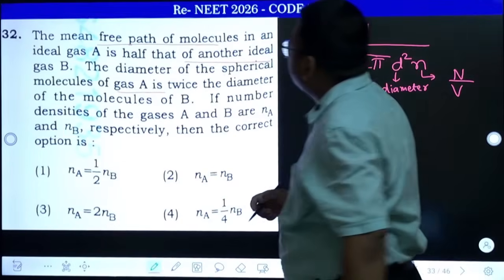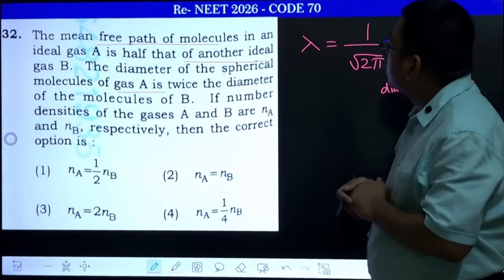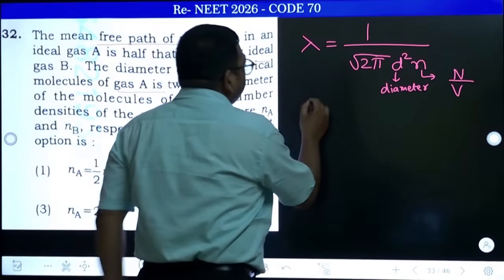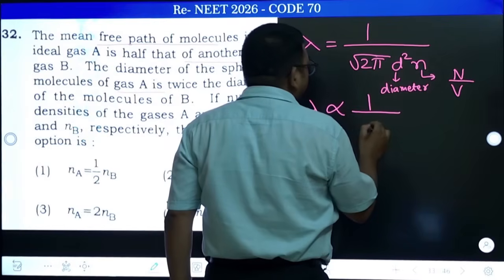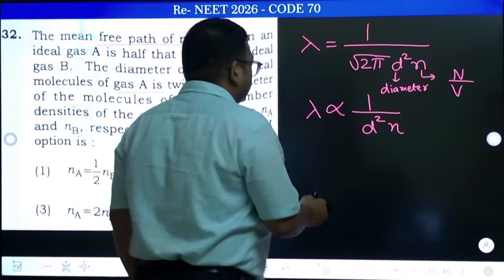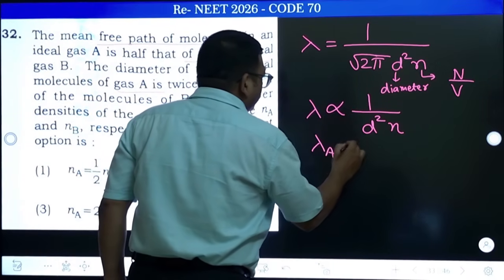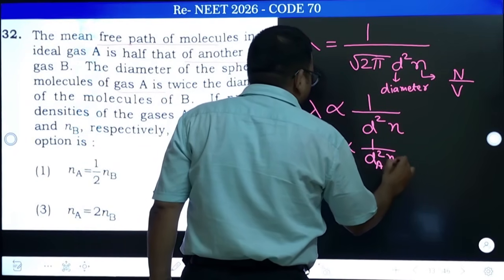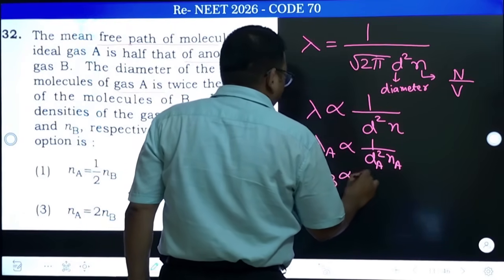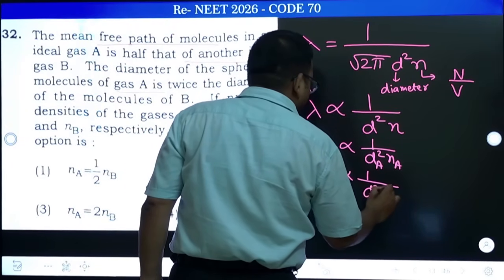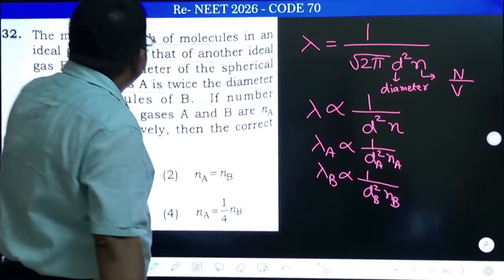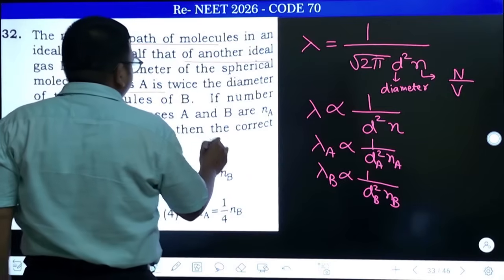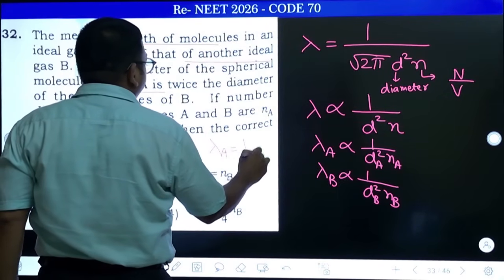Now let us use that. They are saying that there are two gases, so we will use that lambda is inversely proportional to d square into n. For the first case, lambda of A is 1 by diameter of A whole square, n of A, and lambda of B is 1 by diameter of B square, n of B. Now what they are saying is that the mean free path, lambda of A, is half of lambda of B, right?